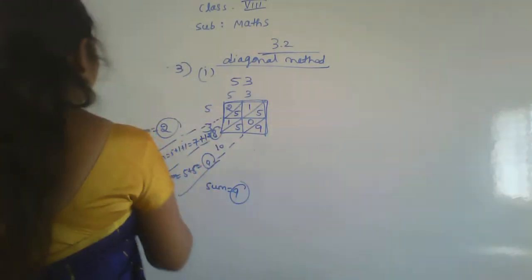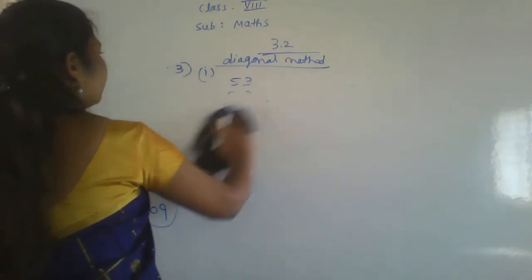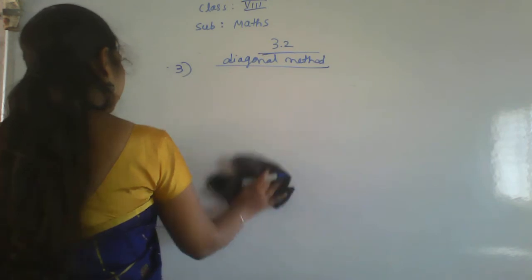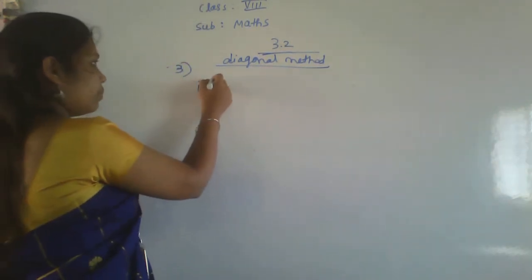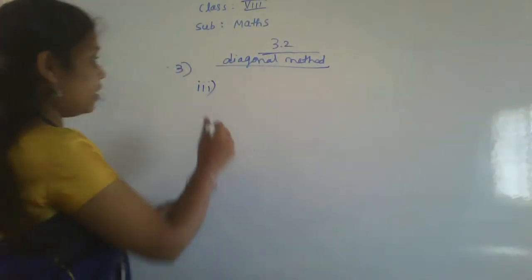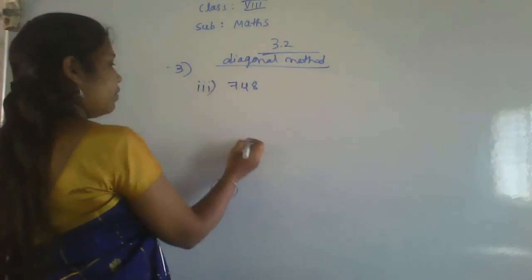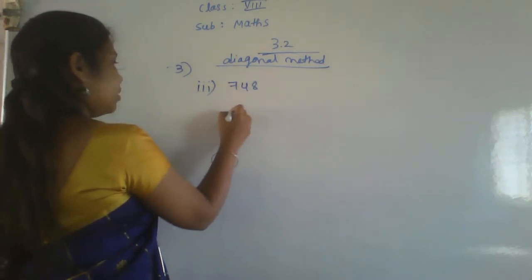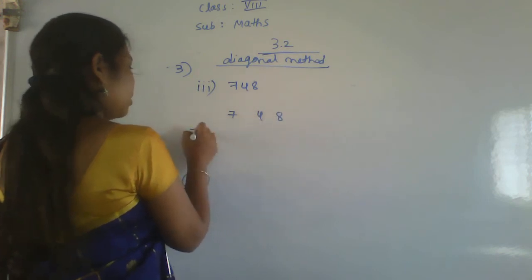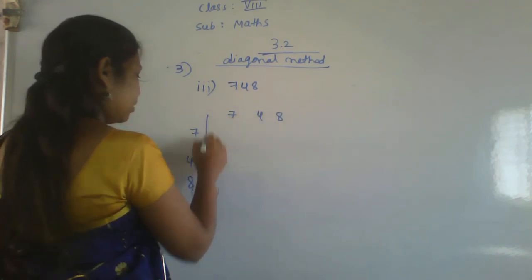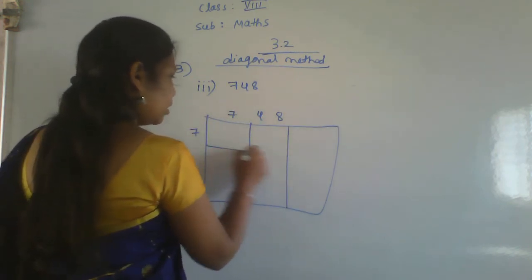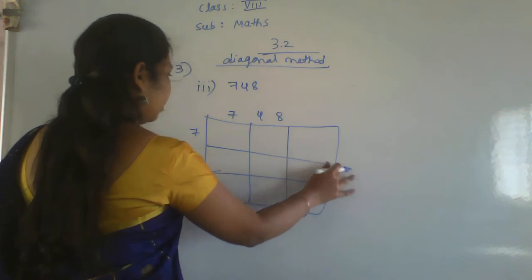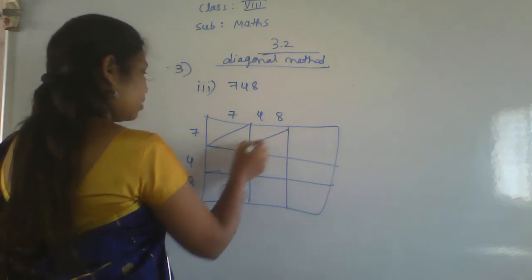Okay. I'll do the third one. Second one, do it yourself. That is also similar to the first one. And the third one is a 3-digit number. I'll do the third one. Third one is 748. Here 748, and here also 748. Okay. You have to draw using a scale. You have to draw neatly. Here I do not have any scale.